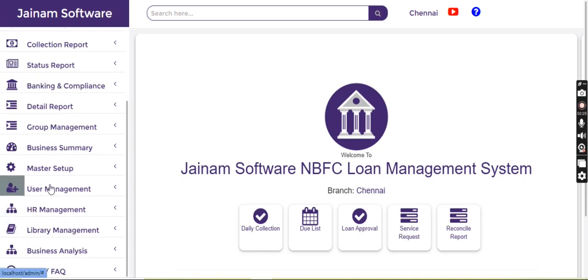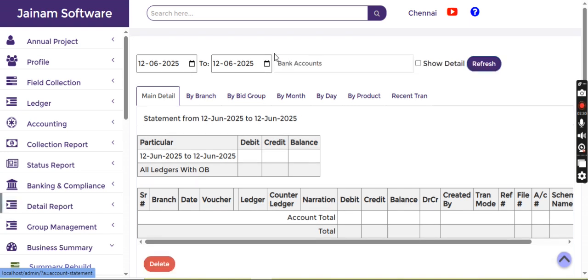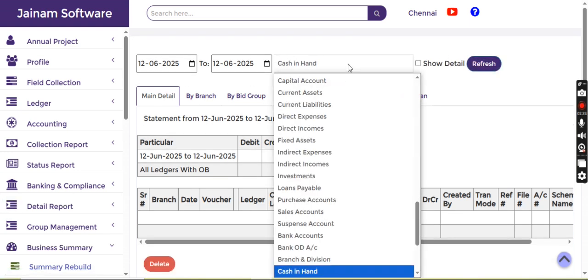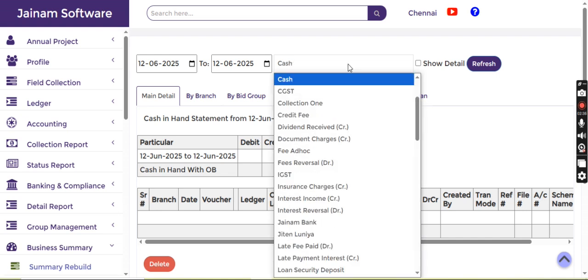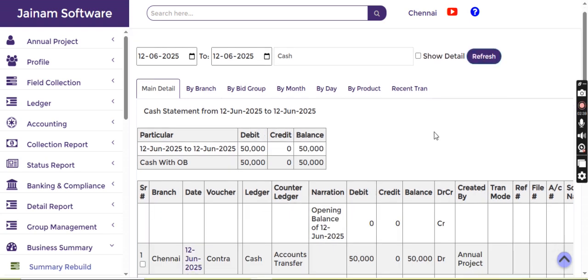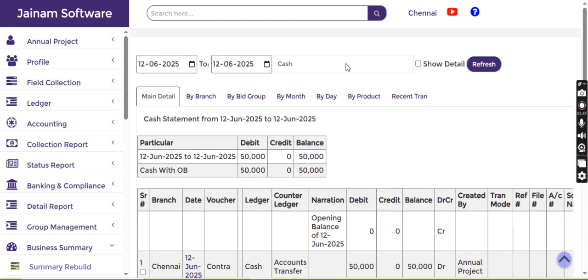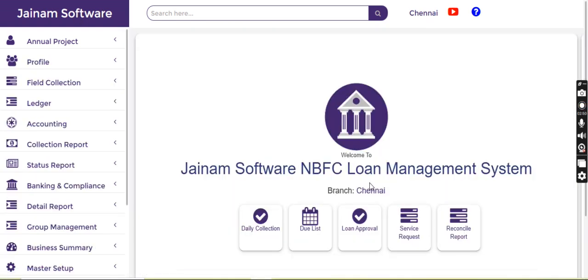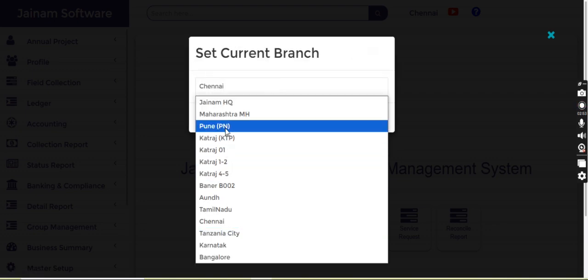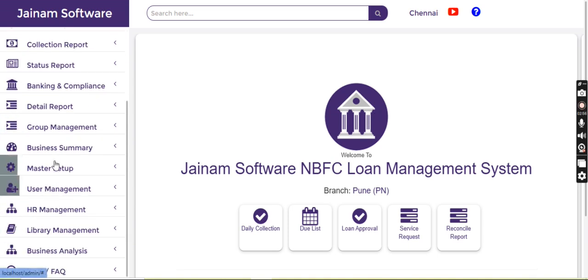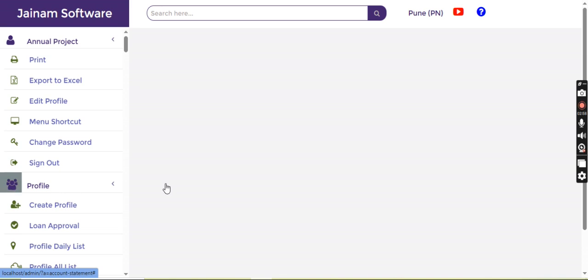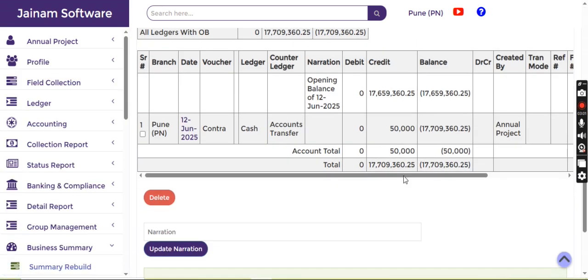Okay. Now if you refer to the accounting, business summary, account statement, and I see the cash ledger for this specific branch, I will get to know that I'm in the Chennai branch, so I will get the cash entry of the Chennai branch only. If I change the branch to Pune and go to business summary, account statement, cash for today, I will get the entry for the Pune branch.